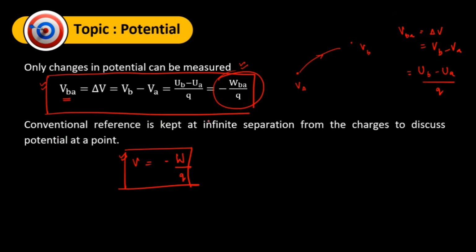Conventional reference is kept at infinite separation from the charges to discuss potential at a point. So if we have to find out the potential of a given point, we'll take a conventional reference, and that reference says that at some infinite separation, charges can be taken to be at infinity. So will R automatically become 1 over infinity? That is a different case. We'll talk about that as well.